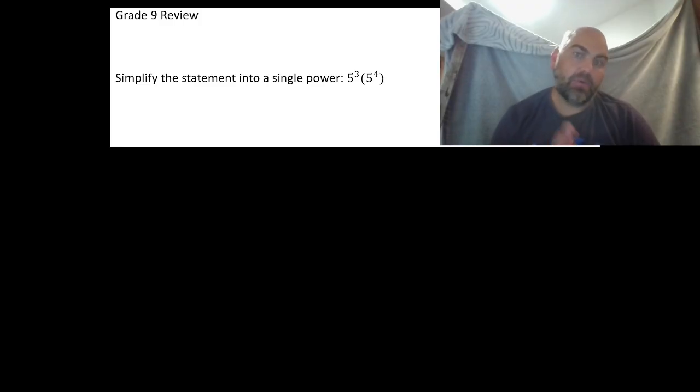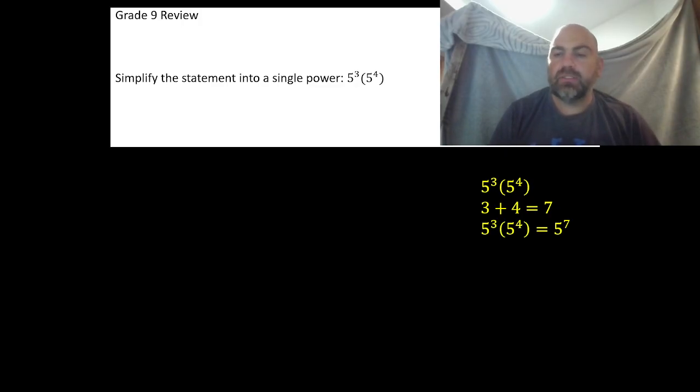Okay, so in this case here, we have 5 to the power of 3 being multiplied to 5 to the power of 4. That's going to be our situation here. And when we do this, the rule of thumb in this case here is that we can add our exponents together to come up with our answer. So a question like this here, we're going to add our two exponents together, 3 plus 4, and that's going to equal 7. Now, this becomes our new exponent, and so our simplified power is going to be 5, same base, to the power of 7.